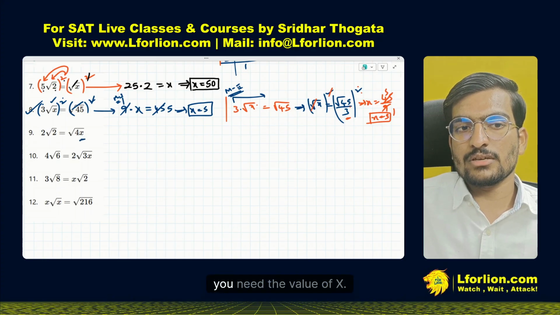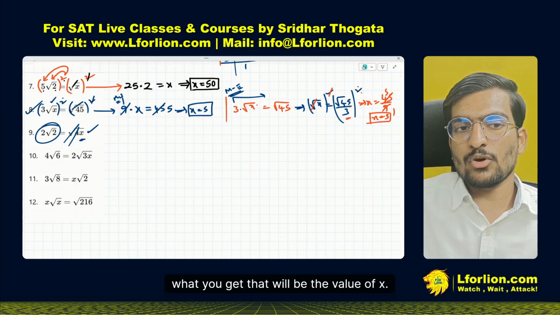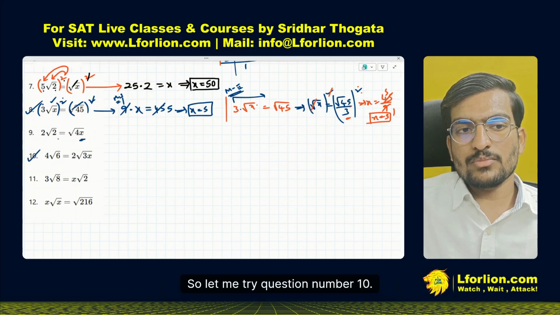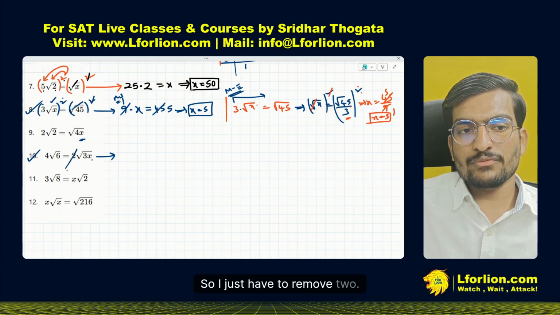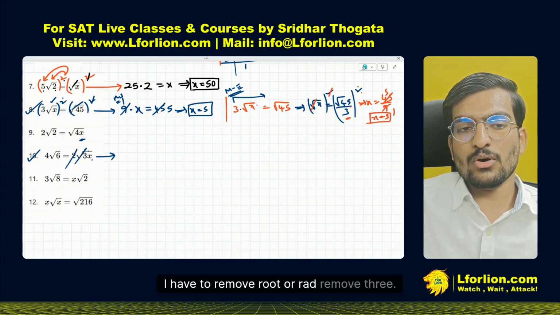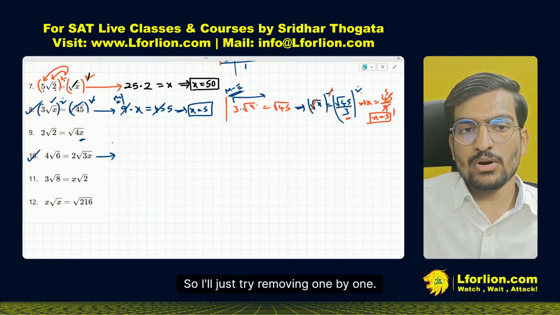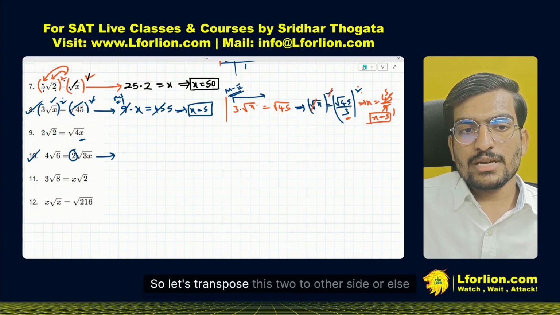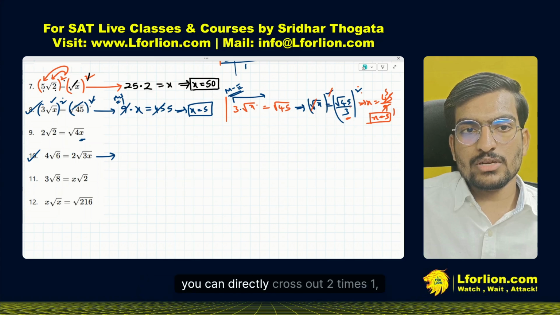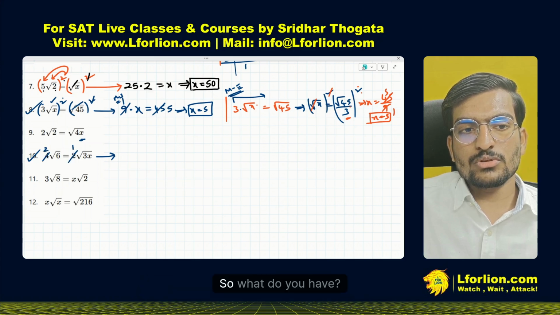So same thing here, you need the value of x. Try to remove this root, try to remove this 4, the value you get will be the value of x. So let me try question number 10. I just want the value of x, so I just have to remove 2, remove root or rad, remove 3. I'll try removing them one by one. So let's transpose this 2 to the other side, or else you can directly cross out, 2 times 1, 2 times 2.